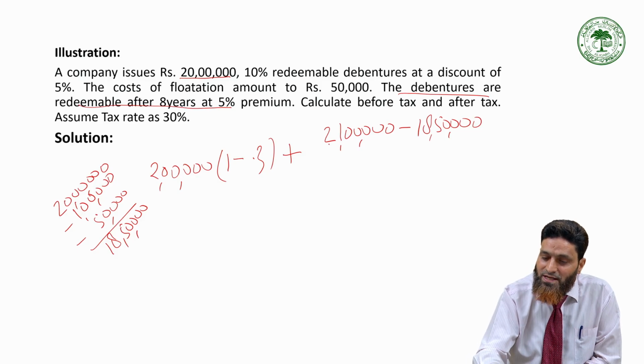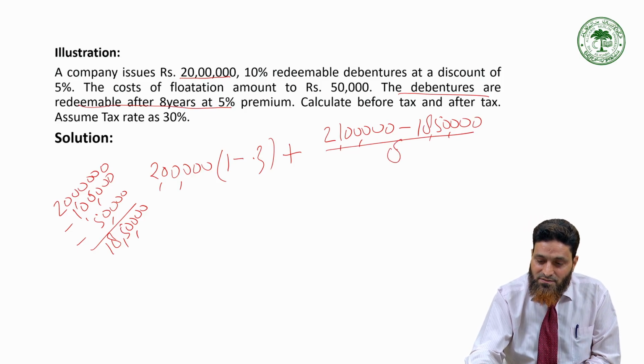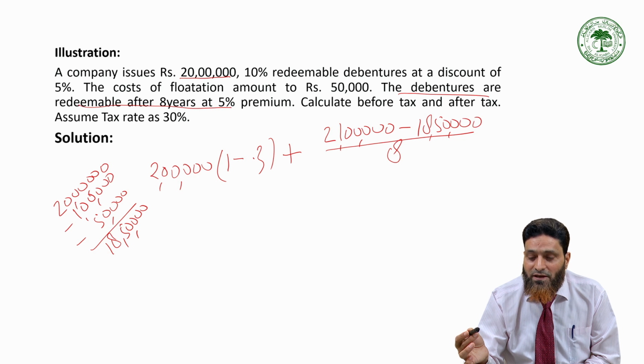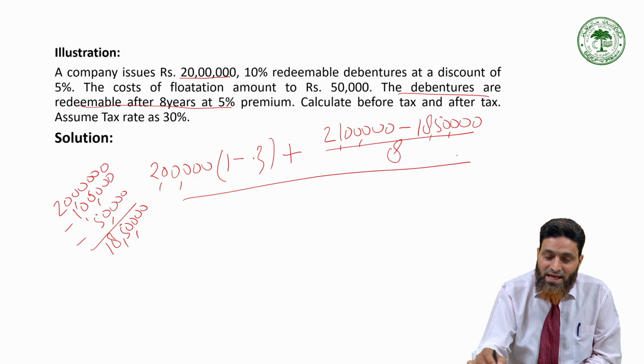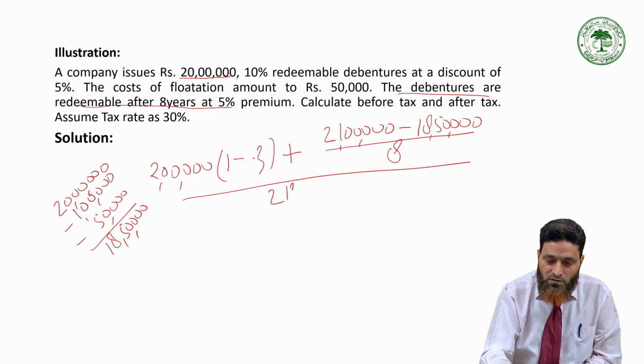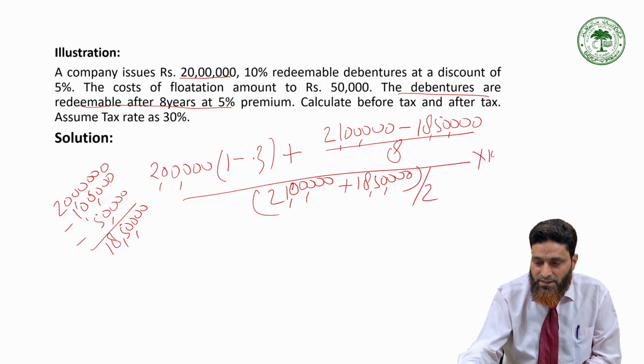And at the time of maturity, the company is paying 20 lakh plus 10% premium, that is 21 lakhs. So this difference of 2 lakh 50,000 in 8 years, because after 8 years the company has to pay. So 2 lakh 50,000 additional amount the company is paying in 8 years. So divide by 8. So that will be the annual additional cost apart from annual interest. Whole upon, you have to take the average of these two. 21 lakh plus 18 lakh 50,000 divided by 2 multiplied by 100.